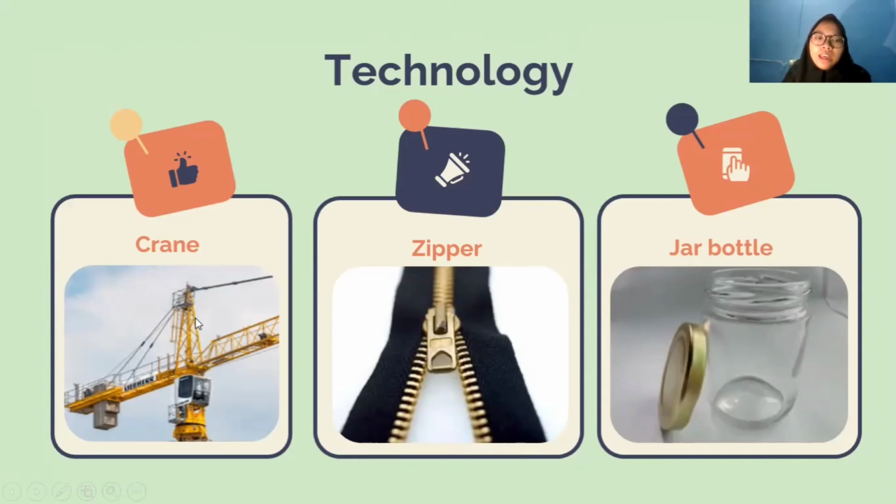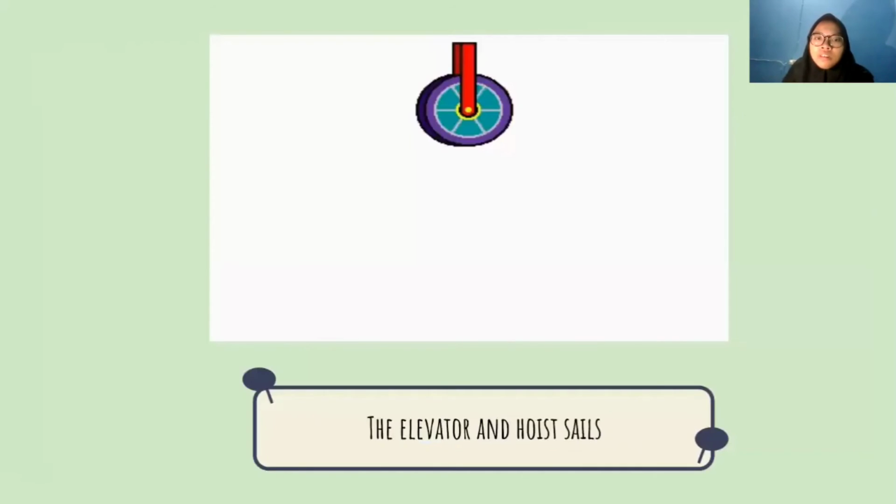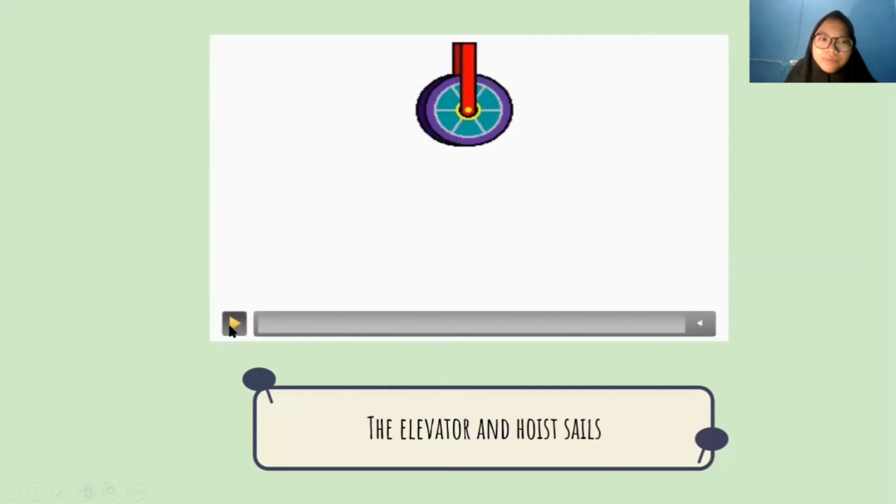It applies the concept of the first type of lever because the fulcrum is in the middle. Next, the zipper applies the inclined plane concept, and the jar bottle applies the screw concept. The elevator and how it lifts high also applies the concept of simple machines. So this is how the elevator works.